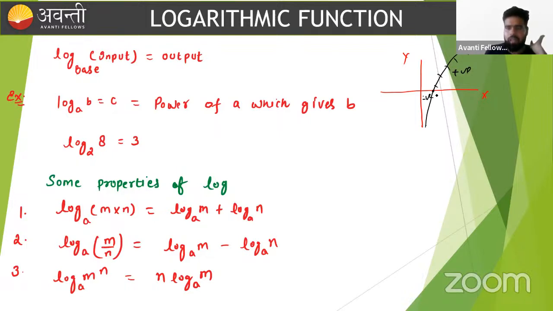Okay, and this point we can say is (1, 0). This is the graph of log on base e, natural log. And what is the domain here, beta? The domain can be written as 0 to infinity. Okay, 0 to infinity. What is the range here, beta? The minimum value is minus infinity, and the maximum value is plus infinity. Then the range is minus infinity to plus infinity.